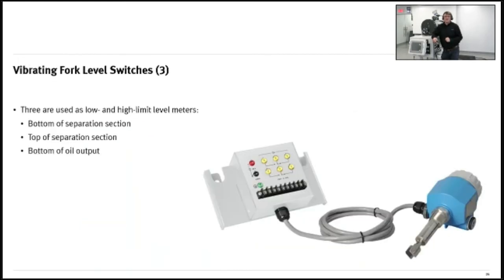Here we have the vibrating fork. We have three switches. The vibrating fork has two edges, as we see. One is going to be vibrating and the other one is going to follow by resonance. If there's air between both of them, the resonance will be the same and the vibration will be the same. If there's something else, water or oil, then it is going to change and the vibrating fork will know that, okay, the level has been reached.